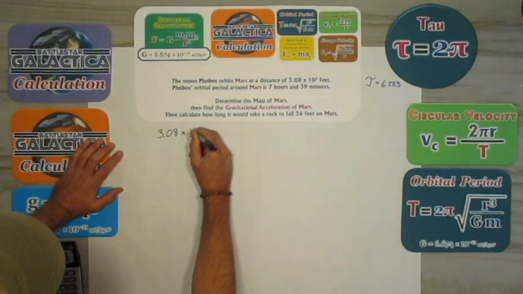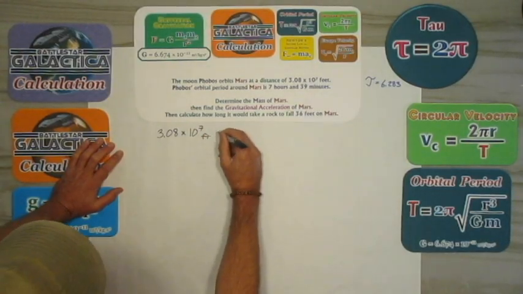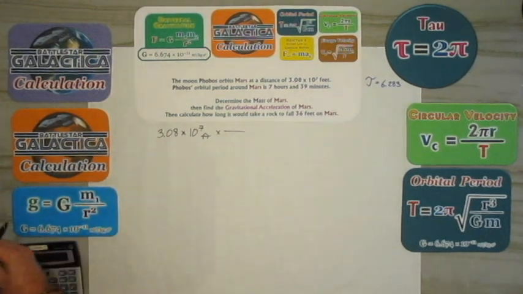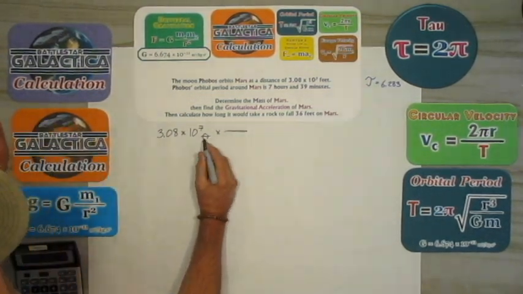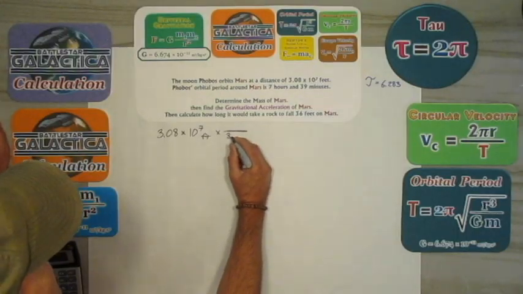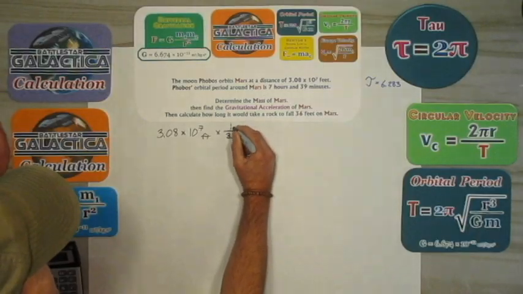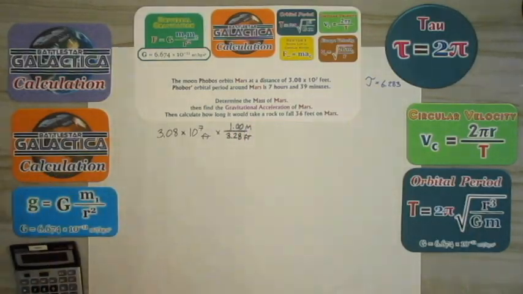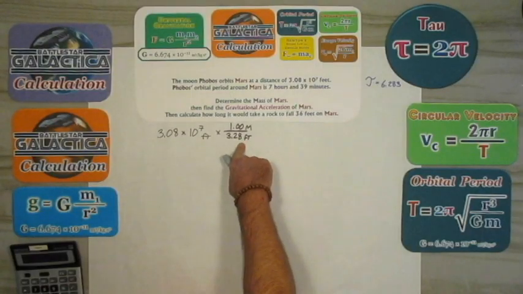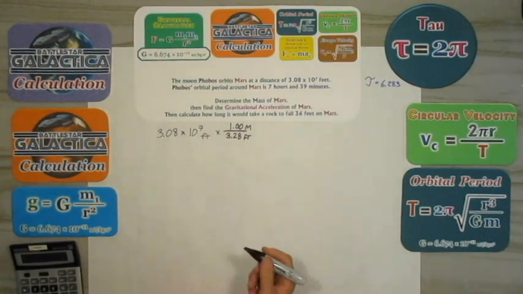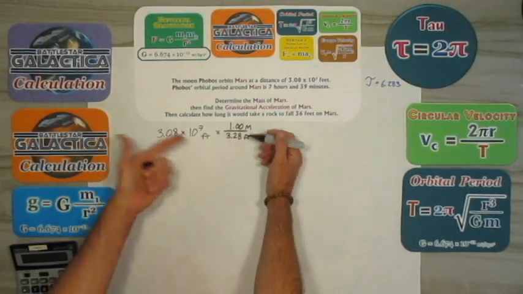So the first thing I'm going to do is take the 3.08 times 10 to the 7th feet, and multiply it by the conversion factor. The conversion factor is, I've got to put feet on the bottom, so 3.28 feet on the bottom and 1.00 meters on the top. It's very close to 3.28. So basically we're dividing this by 3.28. This helps you remember whether to multiply or divide.